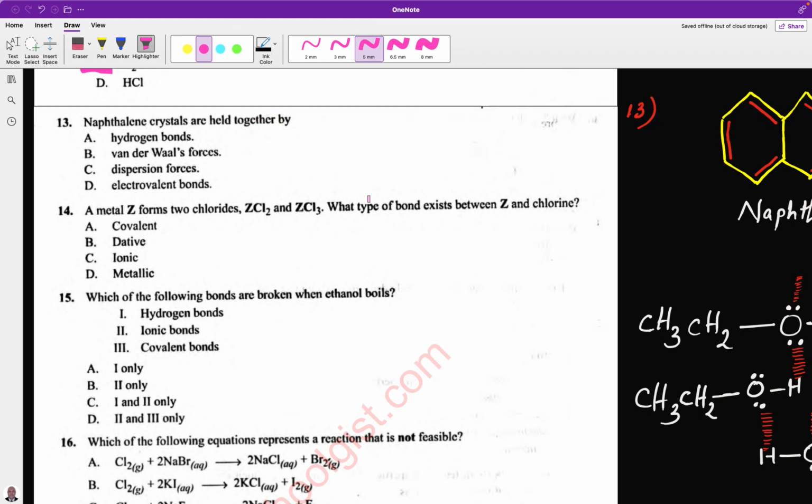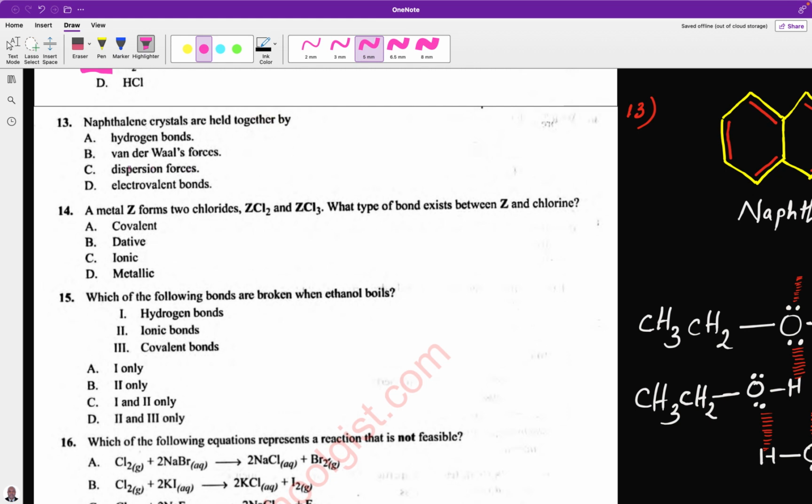Naphthalene crystals are held together by hydrogen bonds. They are held together by nitrogen bonds. They are held together by van der Waals forces. They are held together by dispersion forces. They are held together by electrovalent bonds. It is not hydrogen bonds. We cannot say it is hydrogen bonds. We can't say it is dispersion forces. The right word would have been London dispersion forces. And London dispersion forces are what we call the induced dipole attraction.